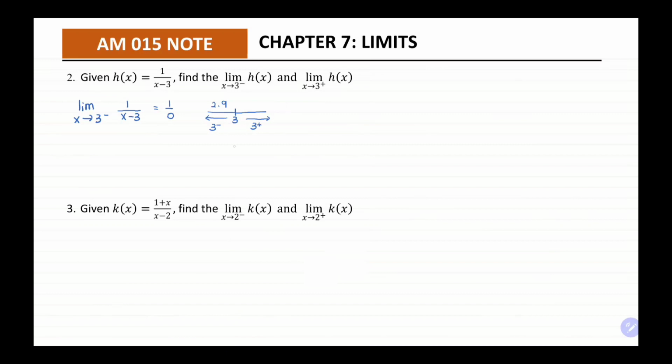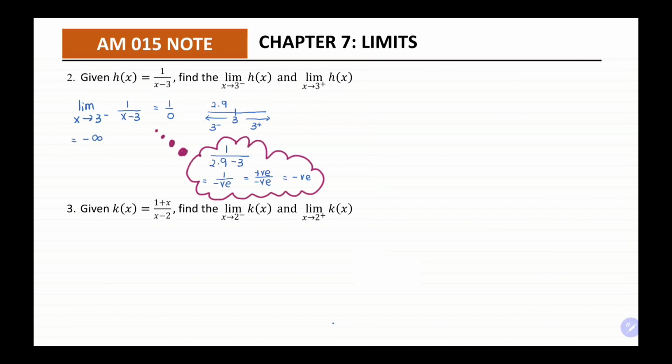So we imagine 1 over 2.9 minus 3. So we get 1 over a negative number. So 1 is a positive number and the denominator is a negative number. Positive over negative, we get negative. Okay, we get a negative number. So we put here the answer equals negative infinity. What I did with the clouds is just for us to imagine. It does not need to be written as working. There is no working.